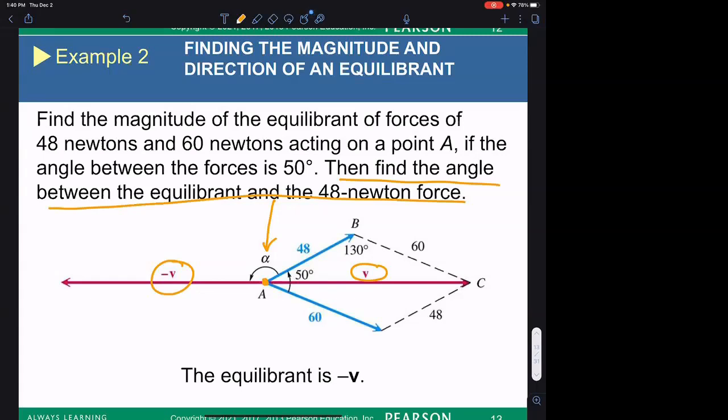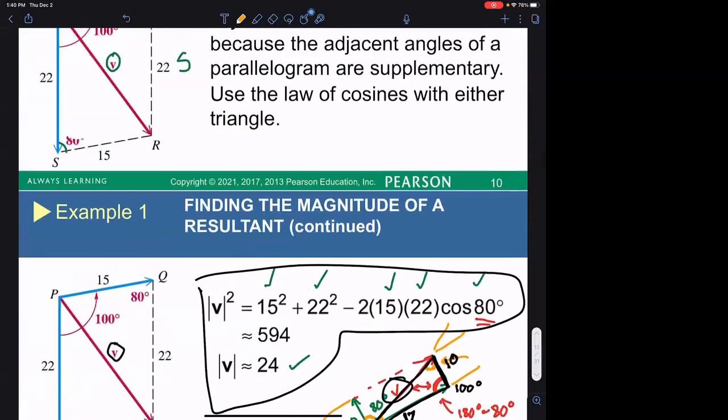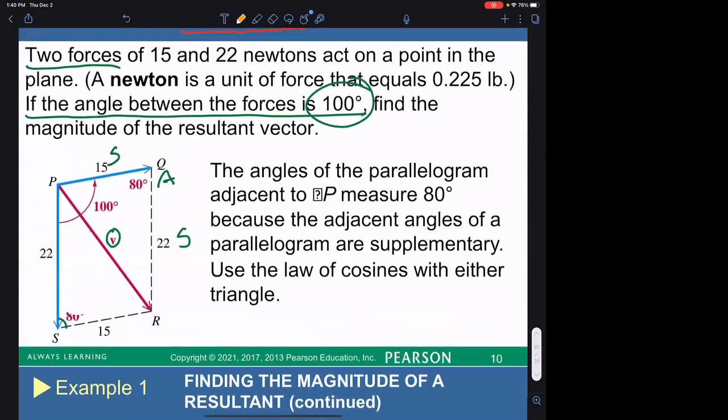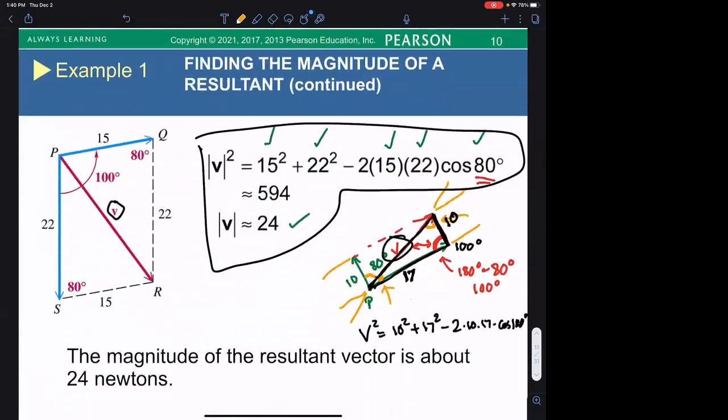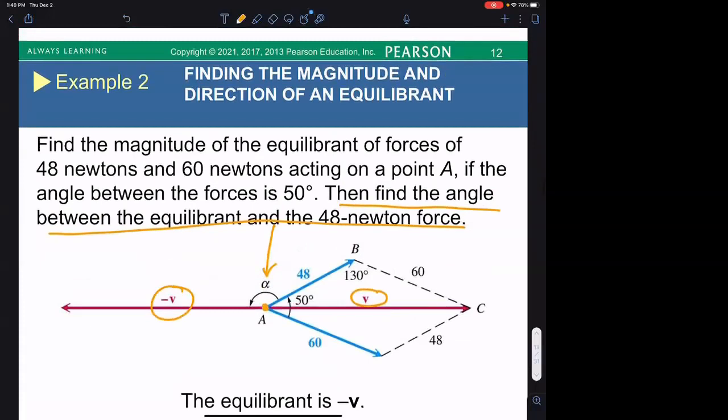Well, finding the magnitude of the minus v vector, it'll be the same magnitude as the v vector, which we just found in the previous example. So we just found the size of the vector you get when you add the other two vectors together with a given angle between them. So we would do that same thing to get the magnitude of v, and that would therefore give us the magnitude of negative v. And then we just need to figure out this alpha angle, and then that's what they want in this problem.